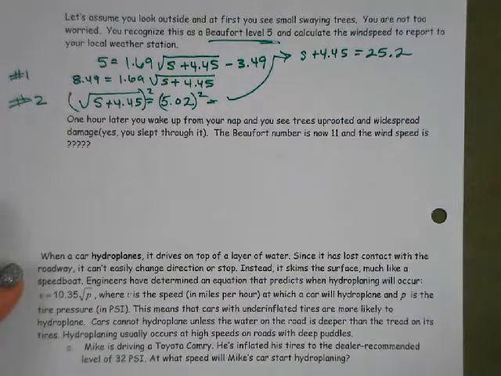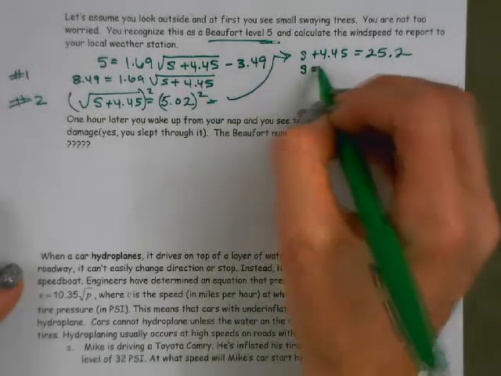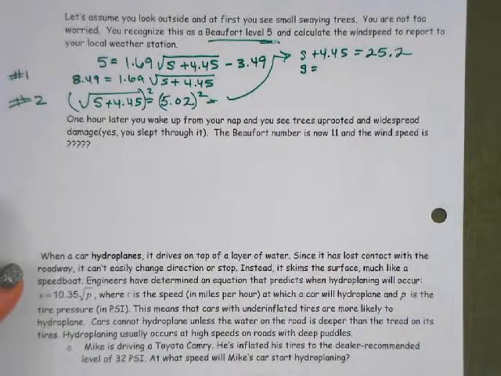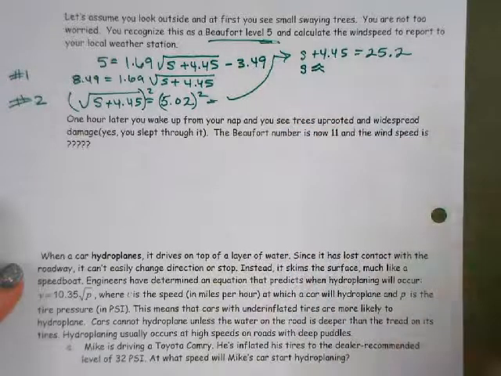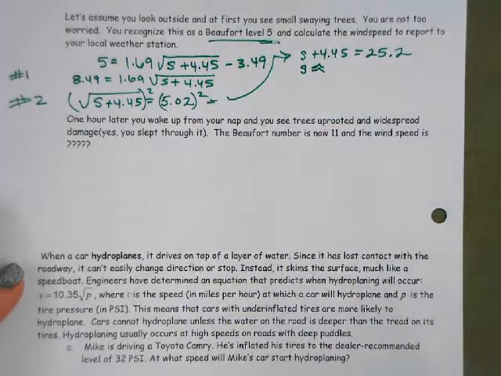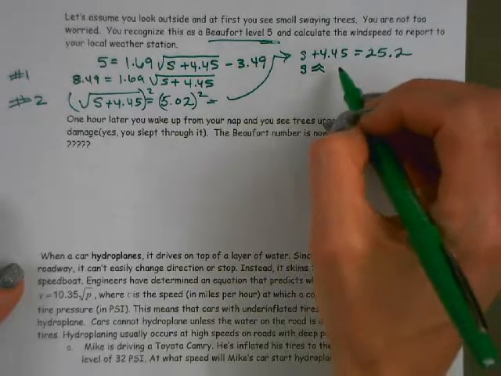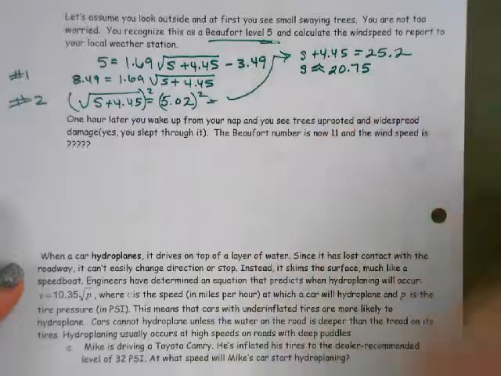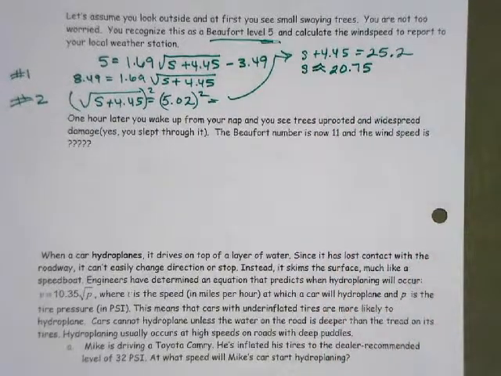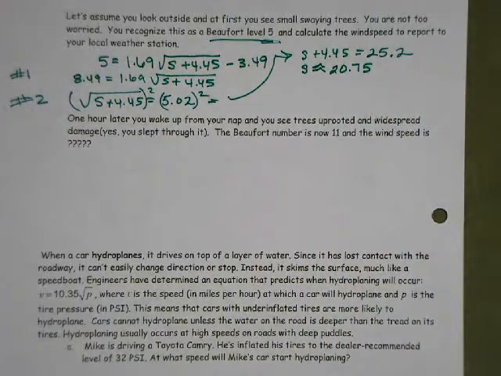Then I do what? Solve for S. And so I'm going to subtract 4.45 from 25.2, and I get approximately, and do you guys know that the squiggly equal sign is approximate? Okay. Approximately 20.75. So the wind speed, when I think it's approximately a Beaufort level of 5, is actually 20 miles an hour, which I would not like to run in. It would be really windy. Does that make sense, what I just did?